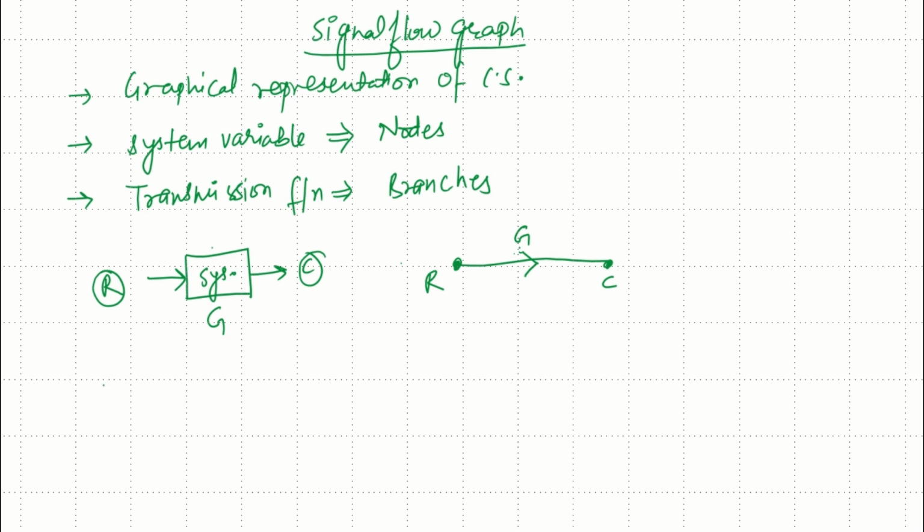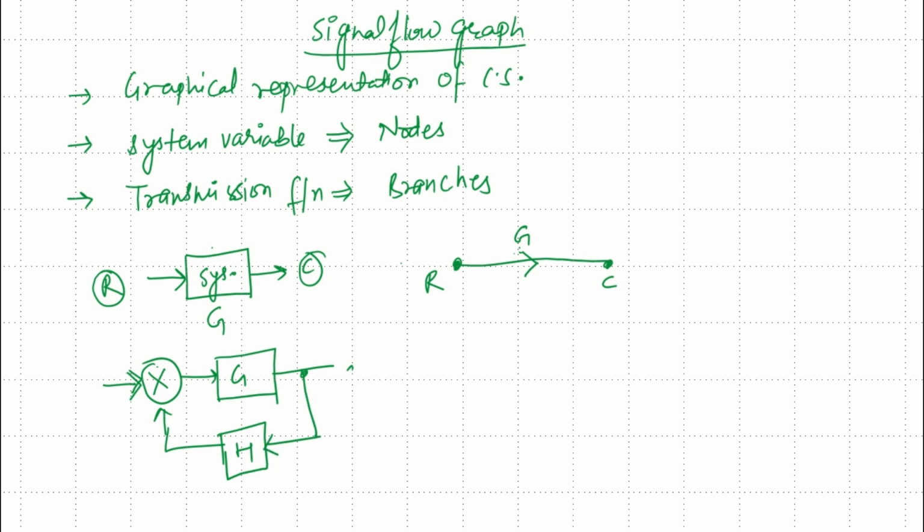Let me also represent the closed loop control system with the signal flow graph. In a closed loop control system, we have a summing element, an open loop gain G, and a feedback gain H connected with the takeoff point. C is the output, R is the input, the feedback signal is subtracted, and the input is added.